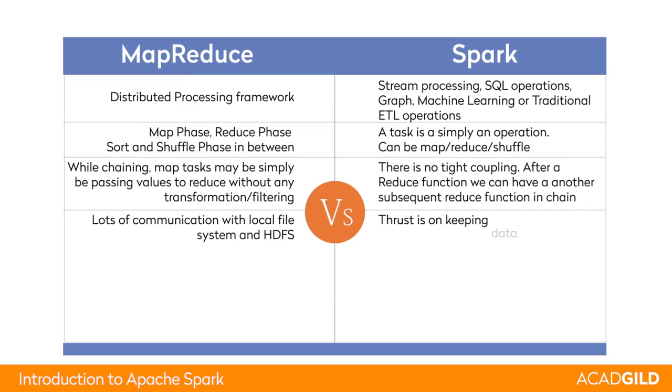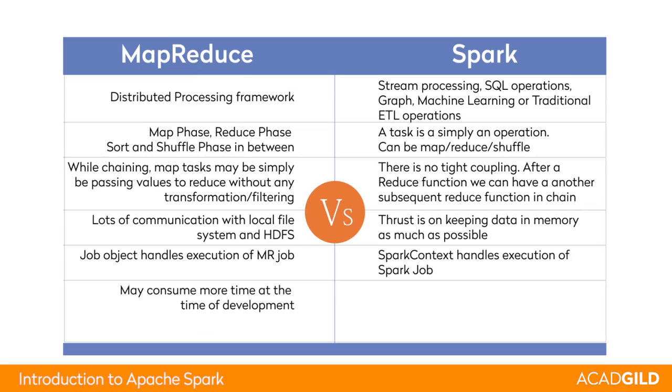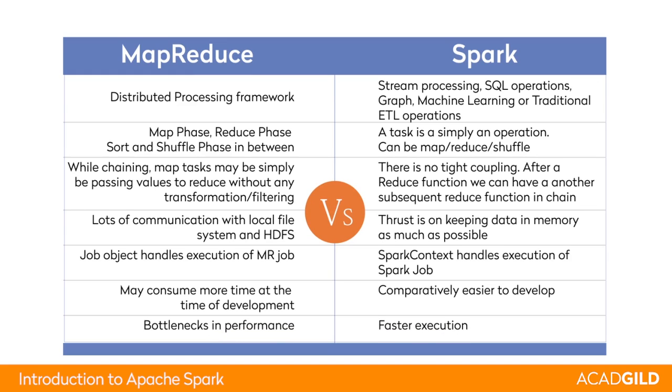More thrust is on keeping data in memory as much as possible. In MapReduce programs, we have got job objects, whereas in Spark, we have got a Spark context object, which handles the execution of the Spark job. We will talk about the Spark context once we go to the architecture of Spark as well. Ultimately, it's faster in execution and it's very quick in development.